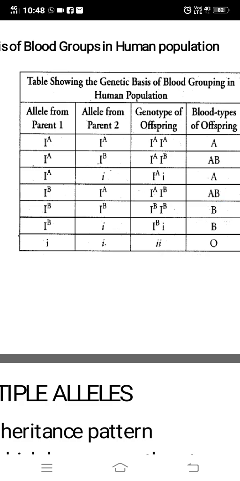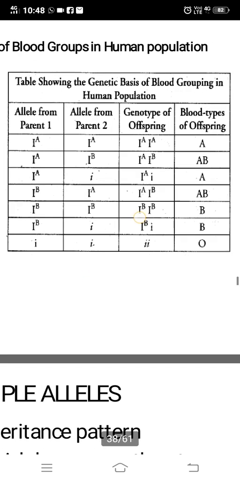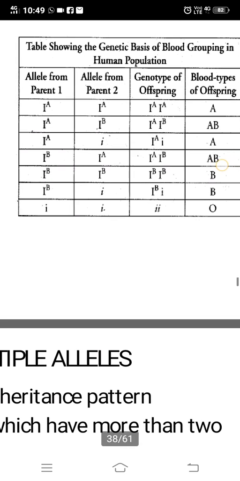So this is what is called codominance. Here A and B both are being expressed. So this is the example of codominance. IBIB, so blood group is B. IB small i, here B is dominating, so B is the blood group. Small i small i, both are recessive, so O. That is the blood group O.